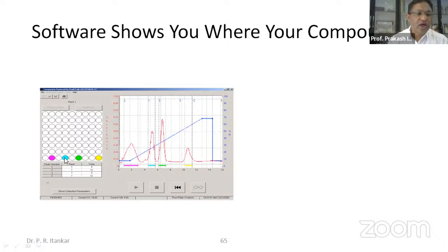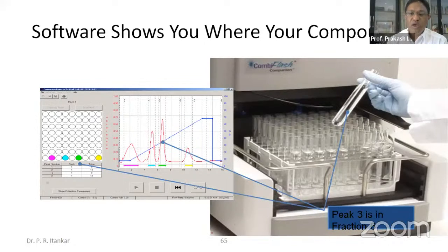And you can see that the separated constituents are shown at the end. The pink constituent is available here in test tube number, say, 2. Peak 2 is available in the form of a color. You can correlate that it is present in test tube number 12, and then 9, and like that. So in which test tube which compound has been secured for you is absolutely made available to you, and you can just pick up those test tubes and take out the desired constituent.